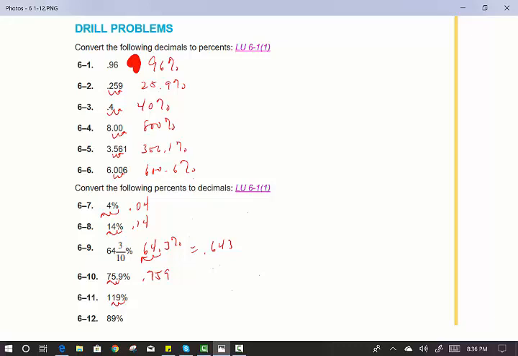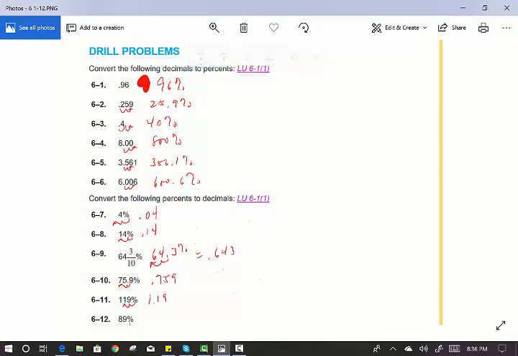Okay, number 10, move the decimal point 2 places left to make it 0.759. And then 1.19 on number 11. I'm sorry, it's not a percent, it's a decimal. And then number 12, 2 places left to make it 0.89 or 89/100ths.